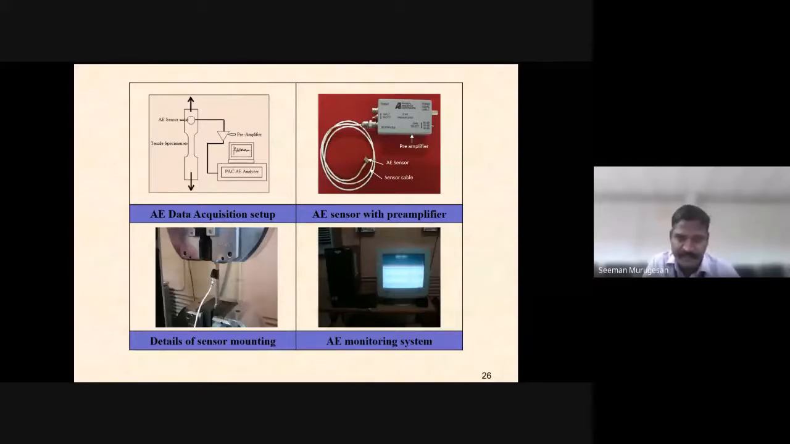Before testing, the pencil break test will be conducted to ensure the sensor position. You have to break the pencil tip on the specimen, and if you get a signal above 60 dB, then your sensor mounting is correct. Then you can proceed with the testing process. It is called the pencil lead break test.